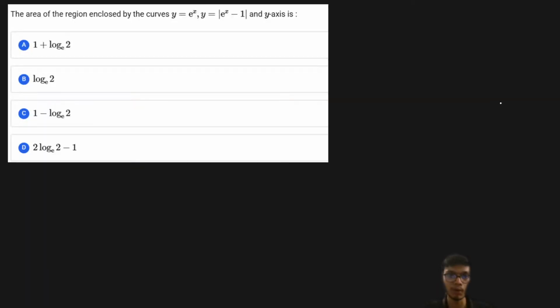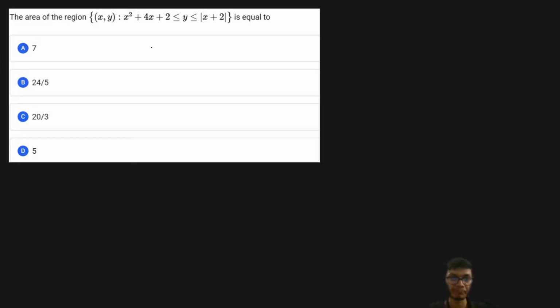Right. So I have some homework problems for all of you. This is the first homework problem. Please try to solve this homework problem and let me know the answers in the comment section. Please take a screenshot. And then we have this next homework problem. This is homework problem number 2.